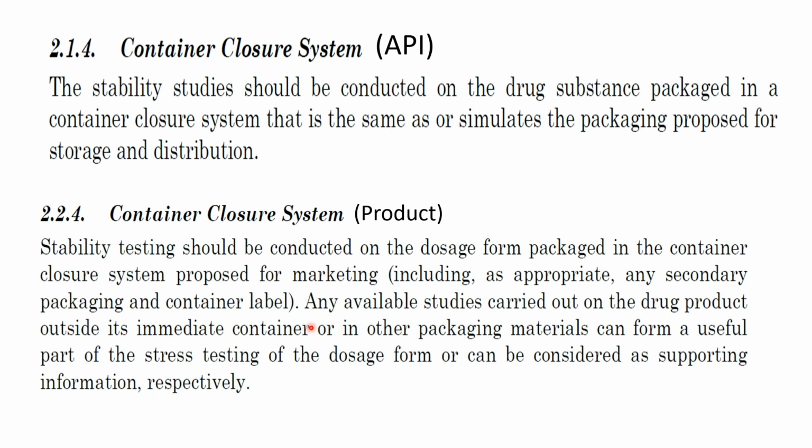So for the product also, what is your primary packing material? Like if you are using foil or a bottle, the secondary packing material is the carton. So when you are doing the stability study, the same primary packing material and the same secondary packing material have to be used as when you are distributing the product to the market. Here we are discussing stress studies, that is, accelerated studies.